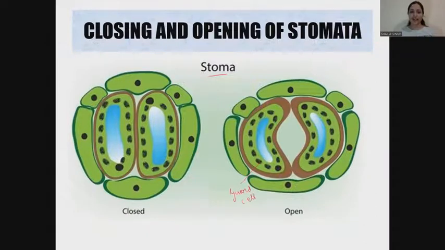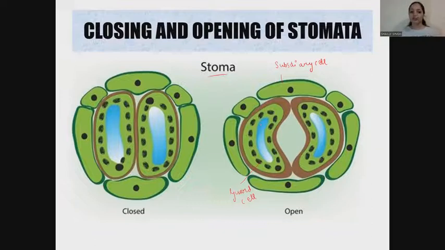Yes, this is a guard cell, and surrounding the guard cell is another type of cell known as the subsidiary cell. These are surrounding the guard cell. As you can see, these are the kidney-shaped guard cells. Just have a look: the water flow in these guard cells is responsible for the opening and closing of the stomata.